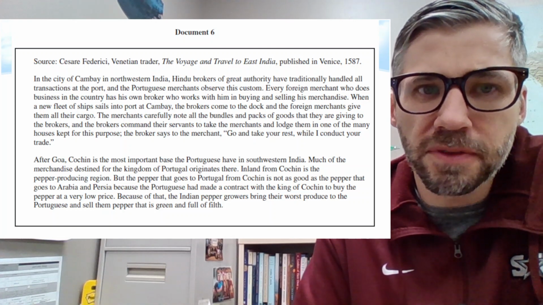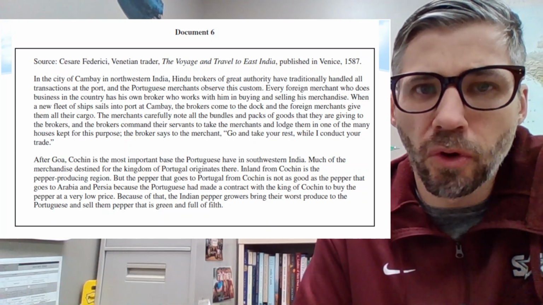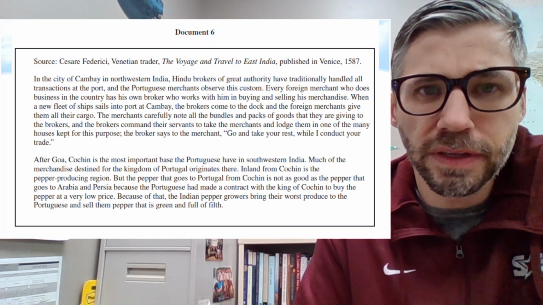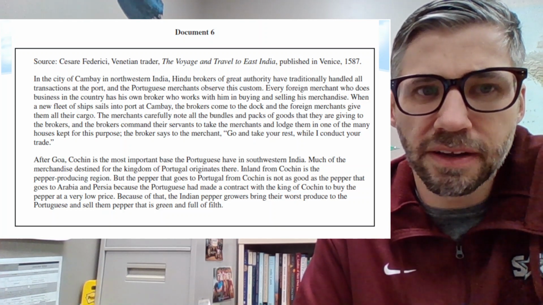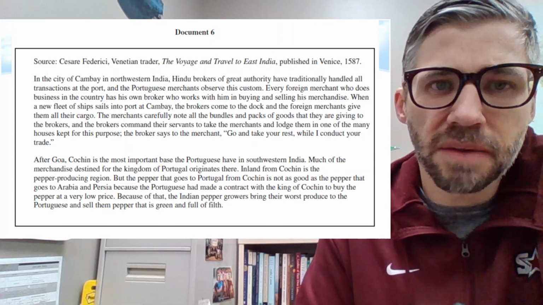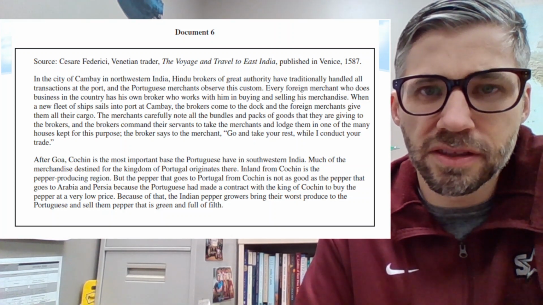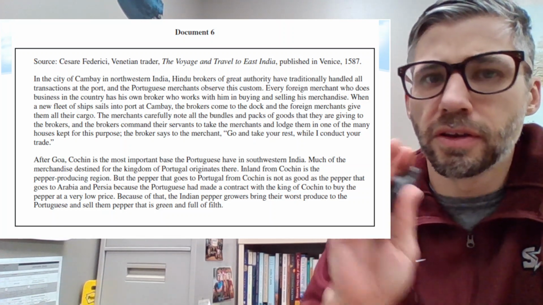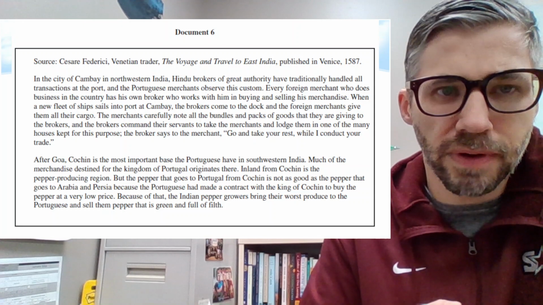When a new fleet of ships arrives into port at Canbay, the brokers come to the dock and the foreign merchants give them all their cargo. The merchants carefully note all the bundles and packs of goods that they are giving to the brokers, and the brokers command their servants to take the merchants and lodge them in one of the many houses kept for this purpose. The broker says to the merchants, "Go and take your rest while I conduct your trade."